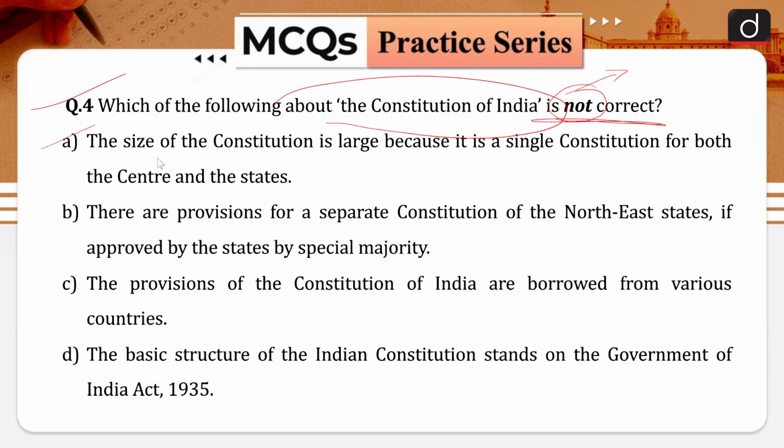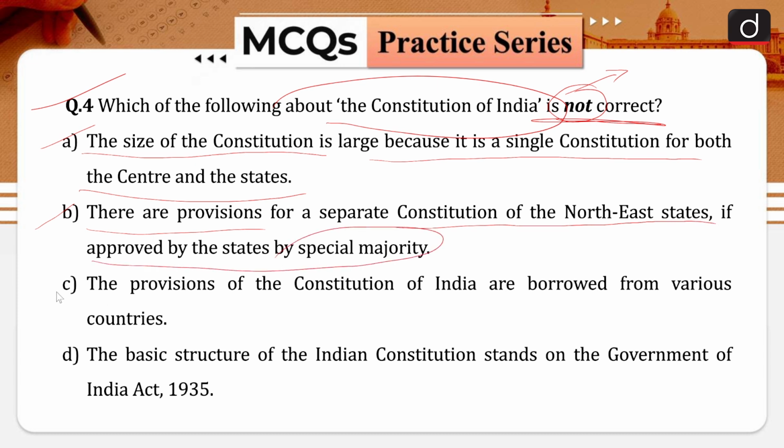Your statement 1 is, the size of the constitution is large because it is a single constitution for both the centre and the states. Statement number 2 is, there are provisions for a separate constitution of northeast states if approved by the states by special majority. Option C is, the provisions of the Constitution of India are borrowed from various countries. And option D is, the basic structure of the Indian Constitution stands on the Government of India Act of 1935. So, which of these statements is not correct? Your correct answer is going to be option B.